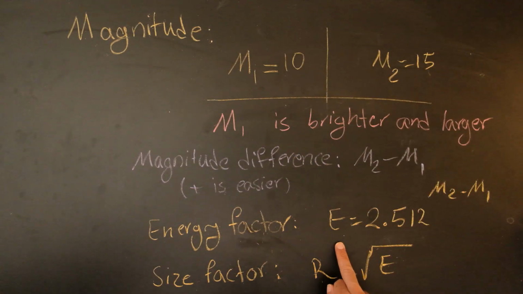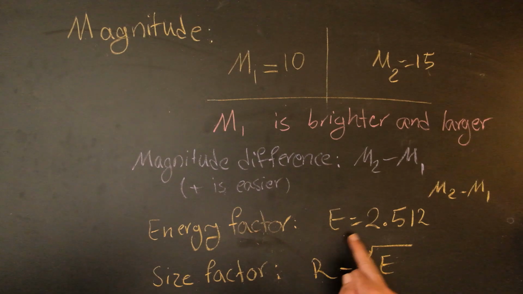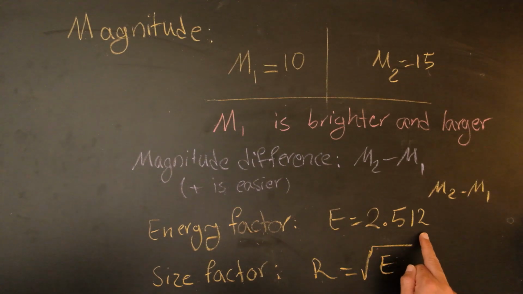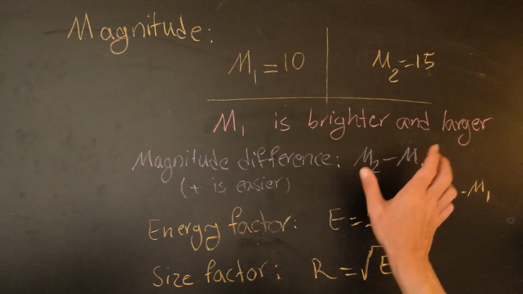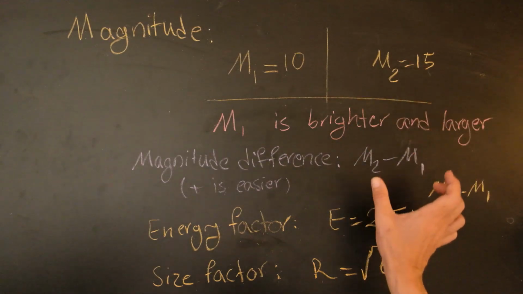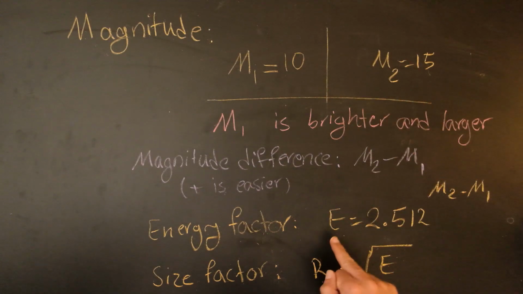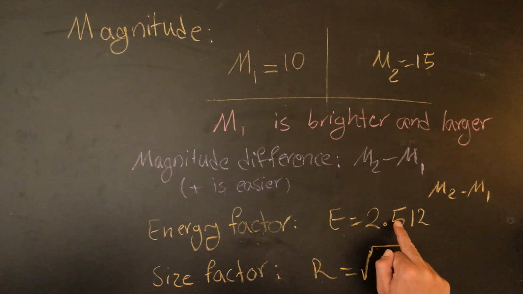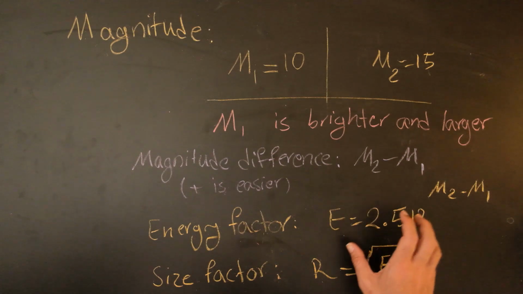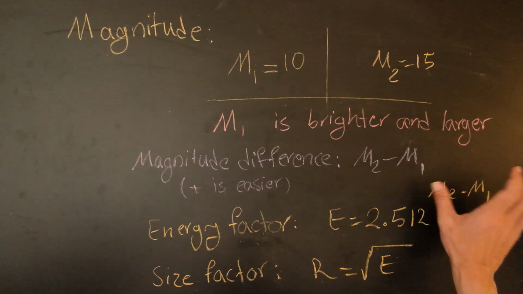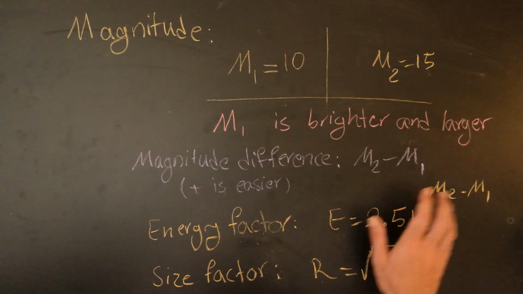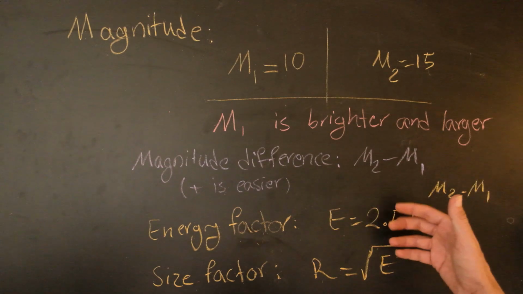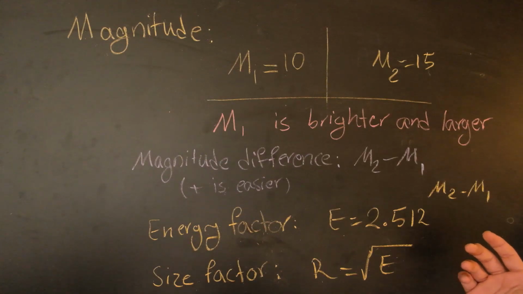And energy factor E is equal to 2.512 to the power of the magnitude difference. So you have the magnitude difference. For this example, it's 5. Then for energy, we have 2.512 to the power of 5. This is a power, this is not multiplication. So this number raised to this power, in this example, will give you 100.